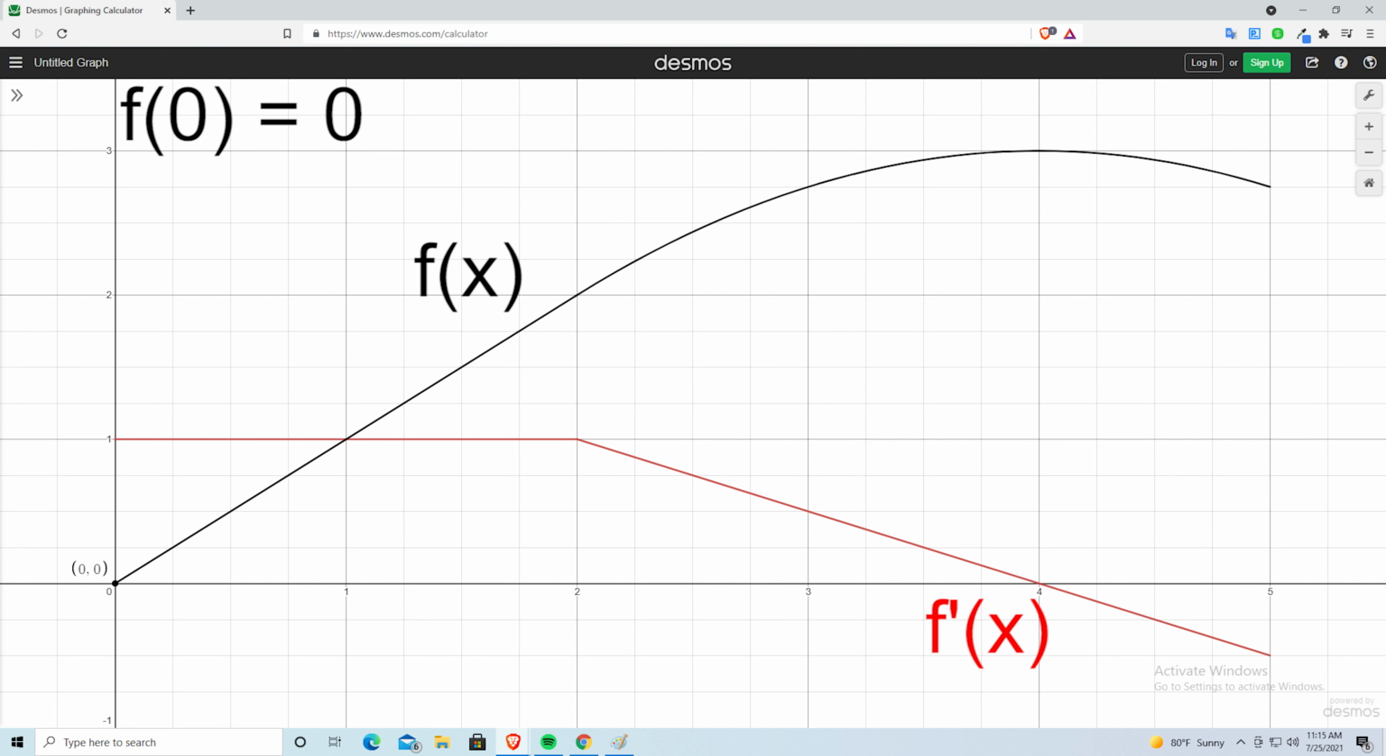And something else you might notice in this problem is that the derivative function when x is equal to 2 is not differentiable because it has a sharp corner there. However, we were able to draw a perfectly differentiable and continuous antiderivative. And that's because when finding an antiderivative, you don't need to be differentiable. You just need to be continuous to guarantee the existence of an antiderivative.